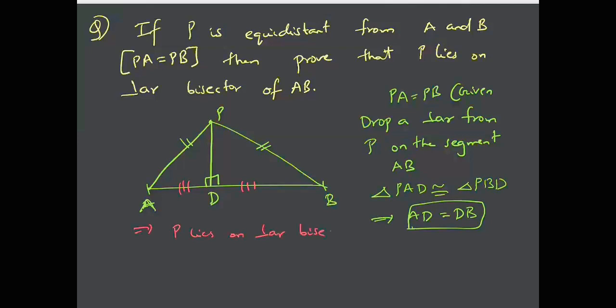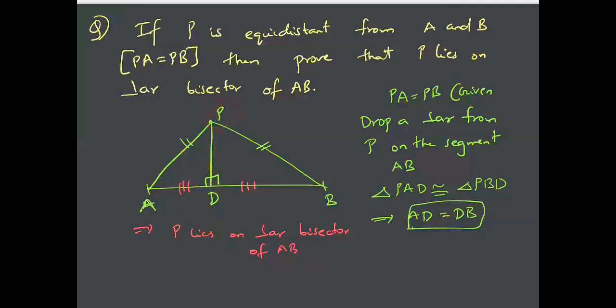So what we did was, it was given that PA equals PB, and we had to prove that P lies on the perpendicular bisector of AB. Given any point in the plane, you can drop a perpendicular from that point to the line, if the point is not lying on that line. Similarly, we dropped a perpendicular from P onto the line segment AB, and we saw that this perpendicular divides the line segment AB into two equal halves. So we were assured that P must lie on the perpendicular bisector of AB.